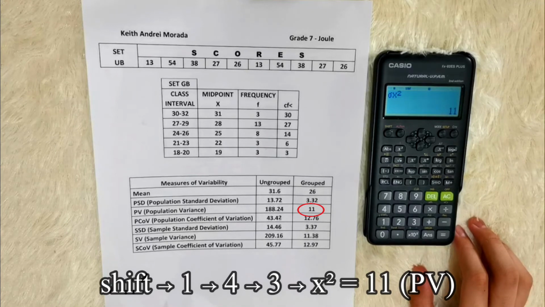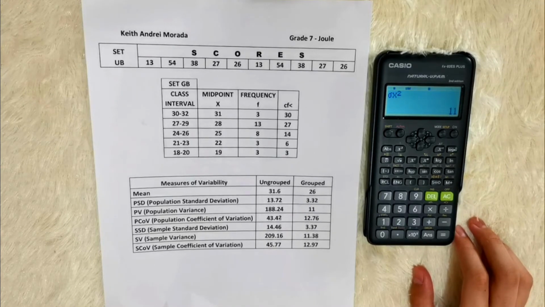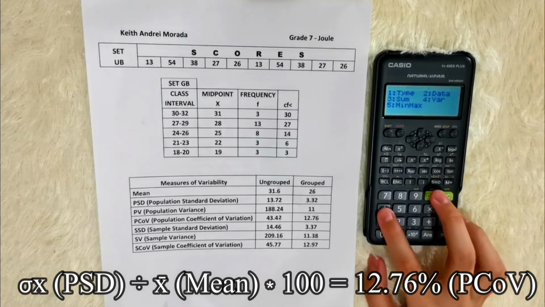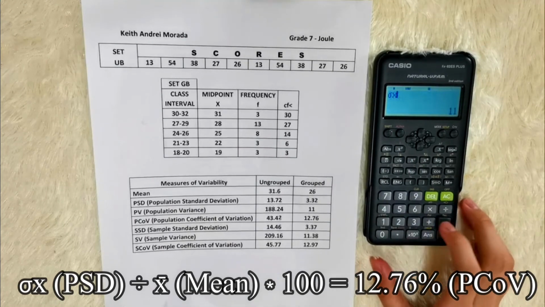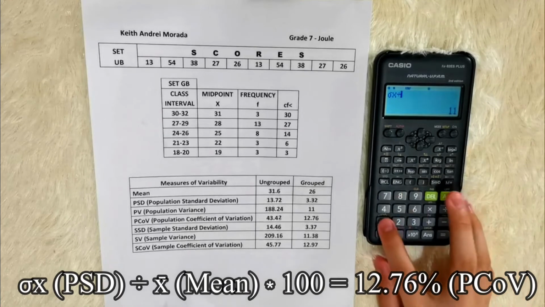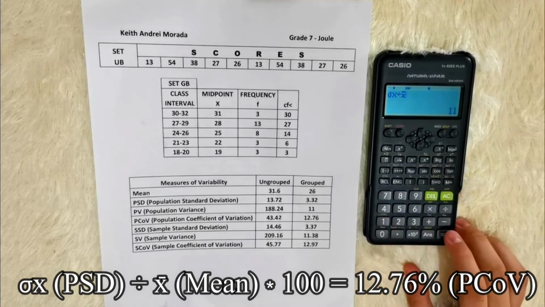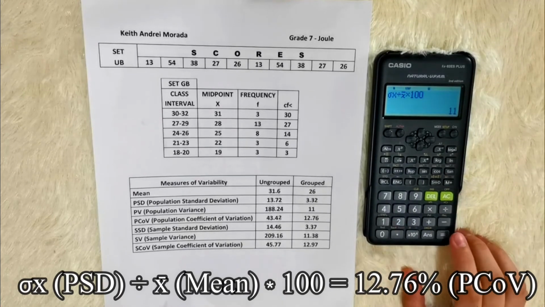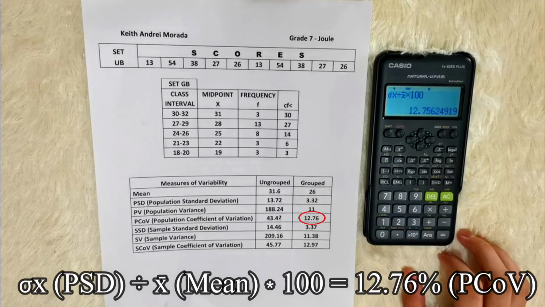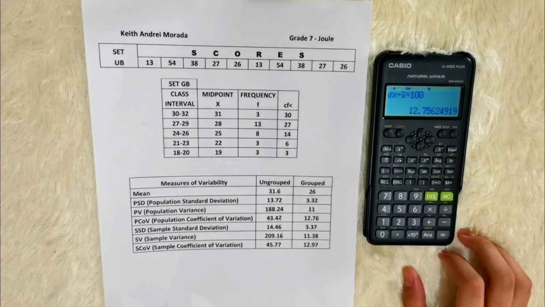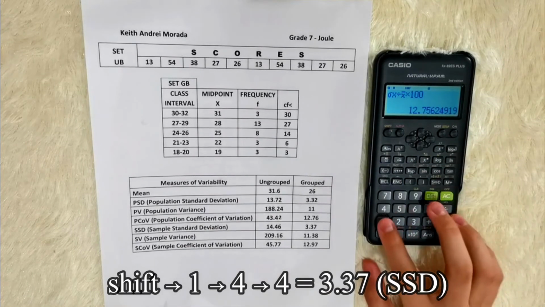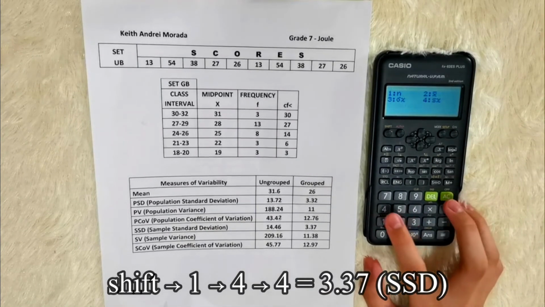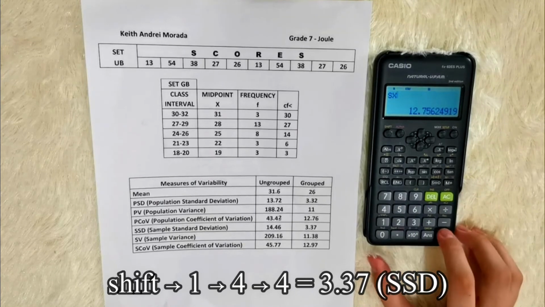To get the population coefficient of variation or PCOV, press Shift, then 1, 4, then 3, then divide by the mean, press Shift, then 1, then 4, then 2, multiplied by 100. We get 12.7562419, or 12.76% as our PCOV. To get our sample standard deviation or SSD, press Shift, then 1, then 4, then the sx symbol or 4, then equals.